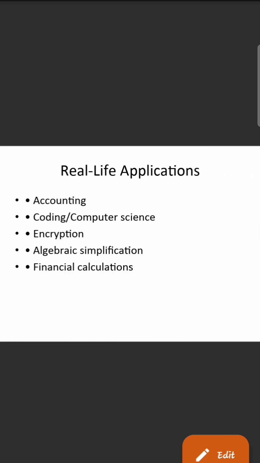So for the application of binary operation, these are the areas where binary operations are being used. It is used in accounting for computation of numbers, addition of different currencies. It is used in coding, computer science. It is used in encryption of data. Do you know what is meant by encryption? Encryption means when you protect a particular piece of data from anyone interrupting it. We use it in financial calculation, we use it in algebra simplification.